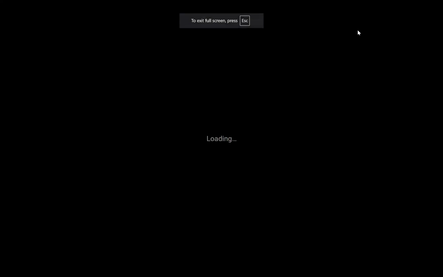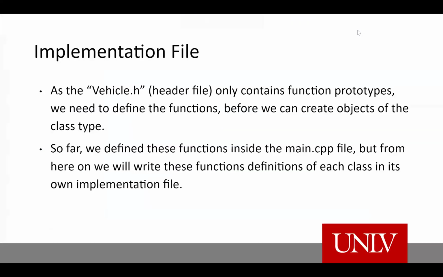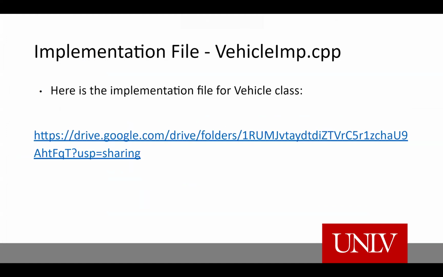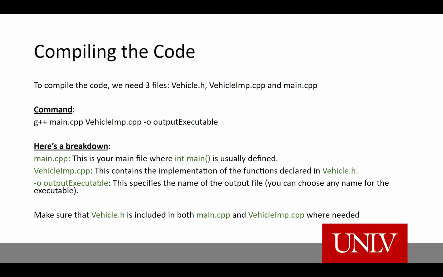And now that we know that vehicle.h includes the header class definition, and then there's an implementation file where we will write all the function definitions. And then lastly, we have something called main.c++, where we are simply including the header file and creating objects and playing around with it. Now, how do we compile in this instance?